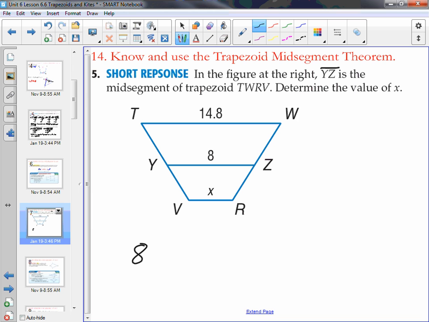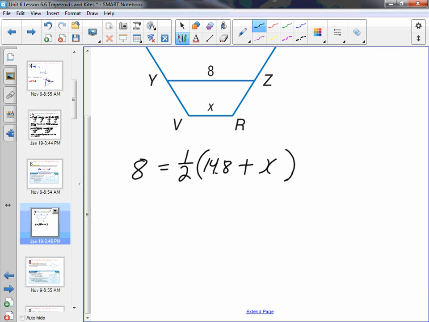The length of the mid-segment is 1/2 the sum of the lengths of the bases. Follow me? The length of the mid-segment, 8, is 1/2 the sum, so I'll put parentheses with a plus sign there in the middle of it, the lengths of the bases. So then I filled in the lengths of the bases. And we could distribute that 1/2, but you know what's easier?